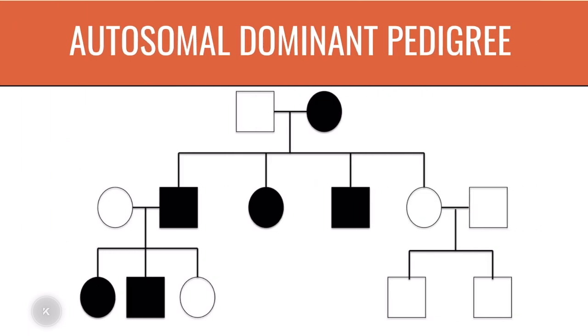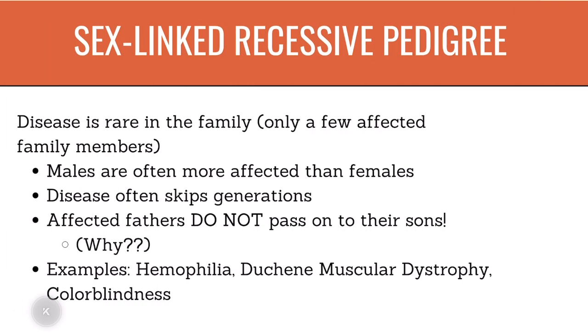So once again, we don't have a large skew towards one gender or another, and it's very common and very prevalent within this family. So that gives me two good clues that it's autosomal dominant. And the last type that we can track in a pedigree is sex-linked recessive.